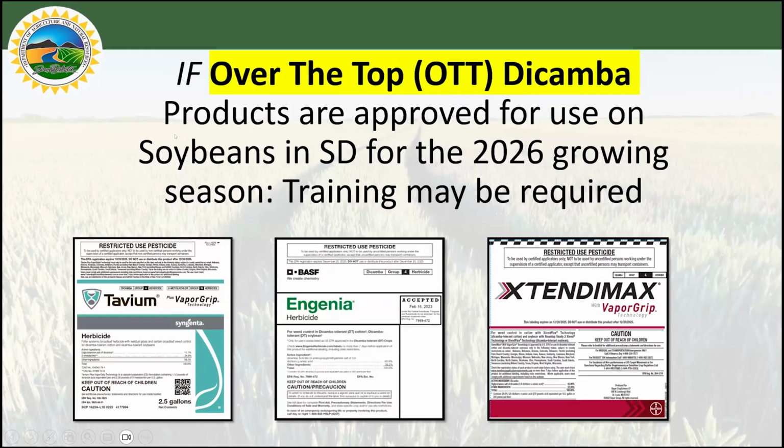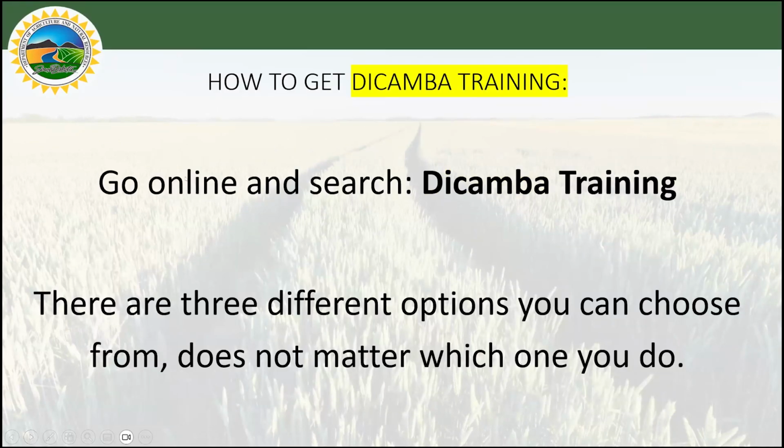And then if over-the-top dicamba products are approved for use on soybeans in South Dakota for the 2026 growing season, training may be required. Again, how do you get that? You can just go online and search dicamba training. There are 3 different options typically that we've had in the past that you can choose from. It does not matter which one you do. But for right now, we're still at a standstill of knowing if we can even apply these products. So it'll be online when you search it.